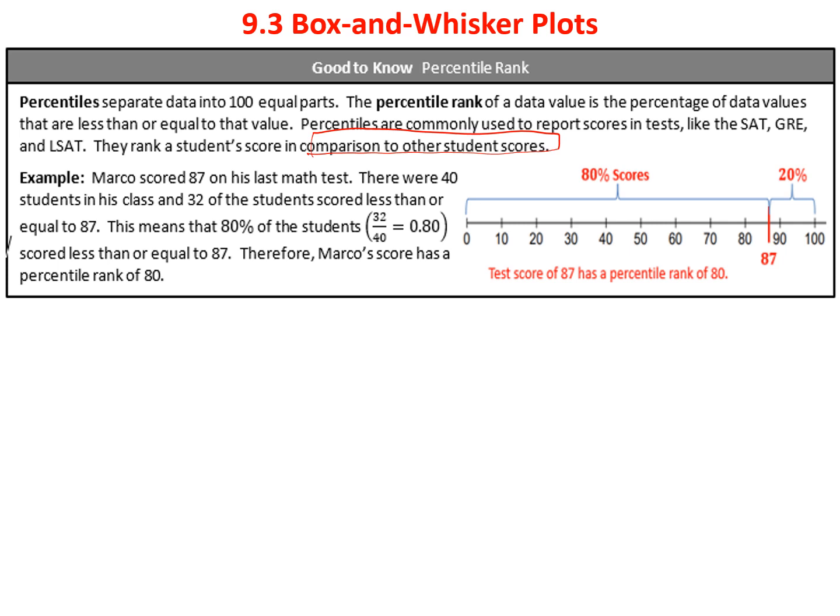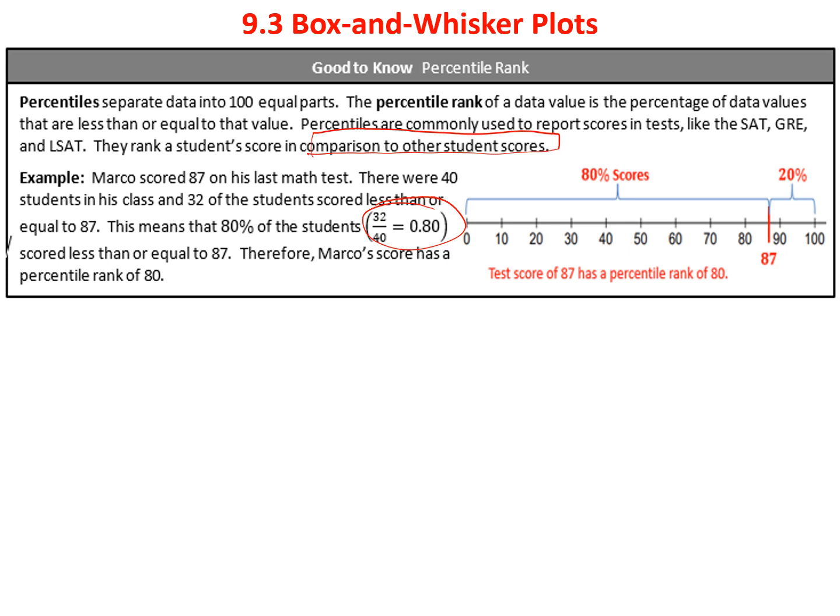For example, Marco scored an 87 on his last math test. That's pretty good, that's a nice B. There were 40 students in his class, and 32 of them scored an 87 or less, the same as or lower than Marco. So as far as the class is concerned, he's got a B on the test. He got 87% of the test right. But in his class, 32 out of 40 is 80%. So in other words, 80% of the class either got the same score as Marco, 87, or less.